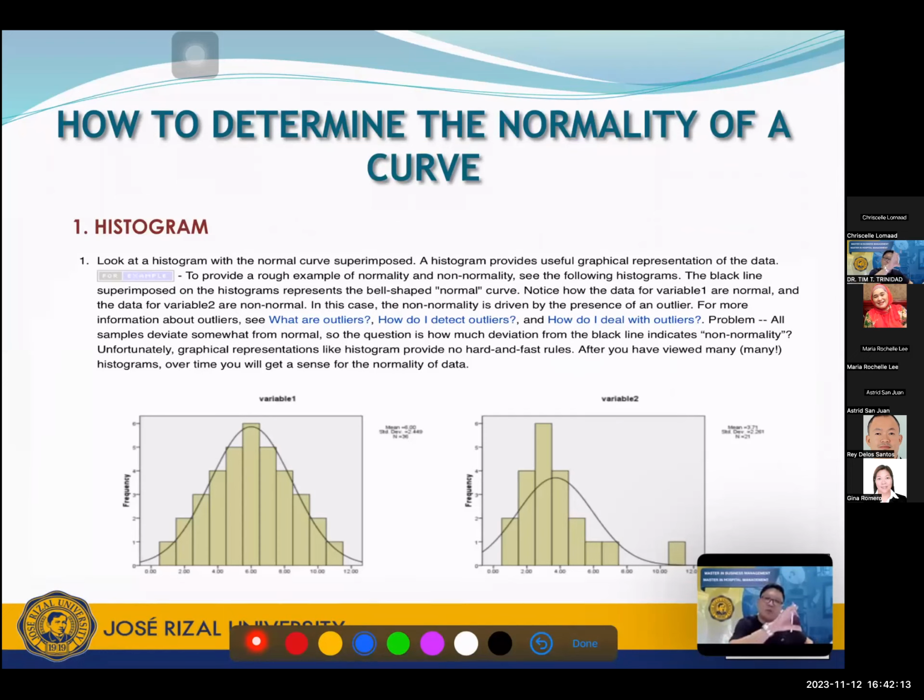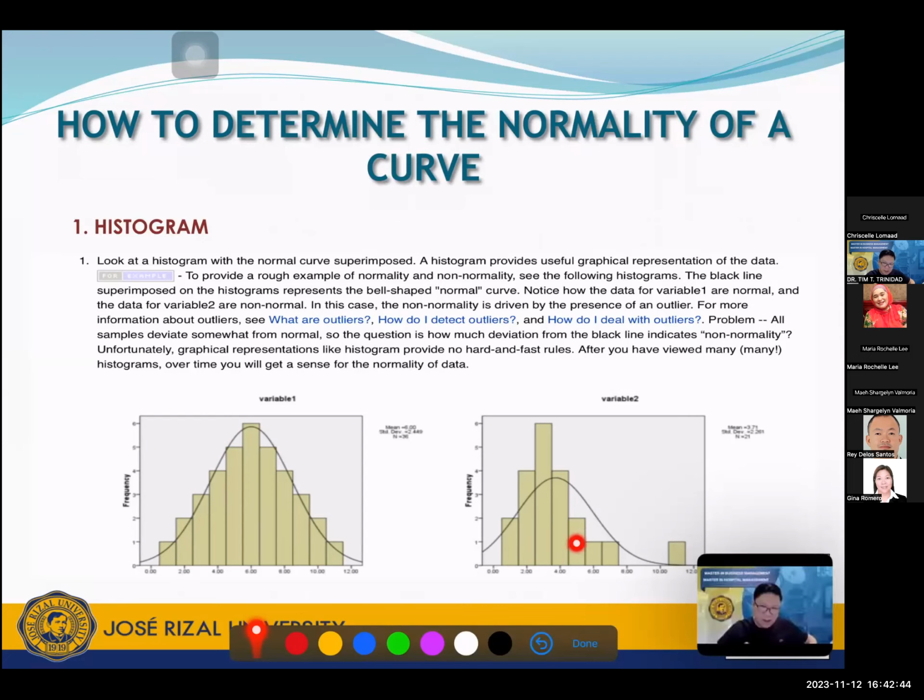So i-convert mo yung mga numbers mo into a graph. Okay, and then eventually, by just looking at it, you will see which one is normally distributed and which is abnormally distributed. This one, what do you think? Is this normally distributed or abnormally distributed? Normal. Because it presents a bell-shaped curve. Normal. This one, what do you think? Abnormal. What type of abnormality?